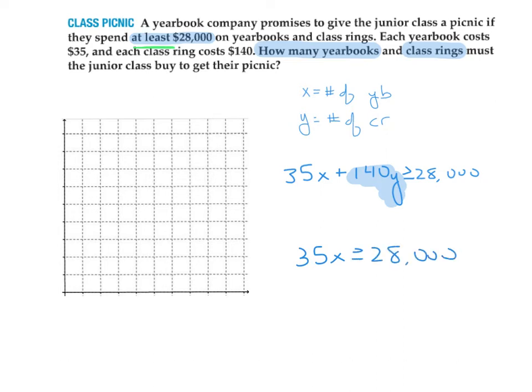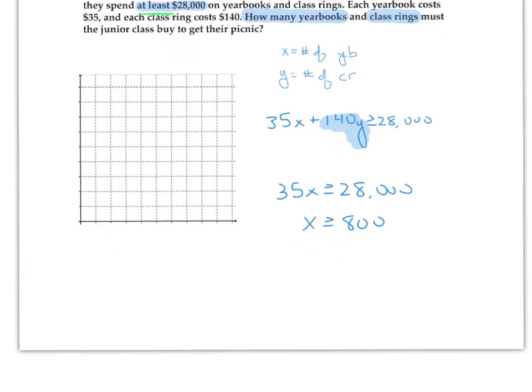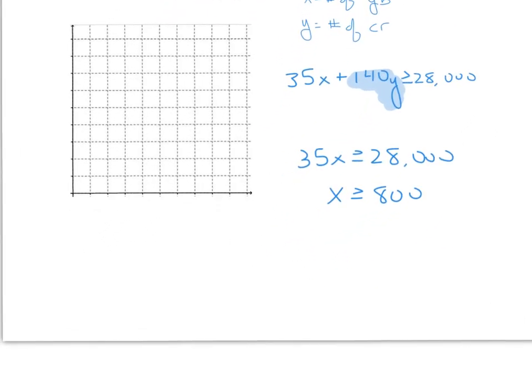So I'm going to have 35x greater than or equal to 28,000. All right, so now I'm going to divide 28,000 by 35, and I end up with 800. So I end up with 800 for my x-intercept. Okay, now I'm going to do my y-intercept. So I'm going to come back up here real quick to the top, and I'm going to erase this. Oh, I was hoping it would erase. We'll just put 140 back in there.